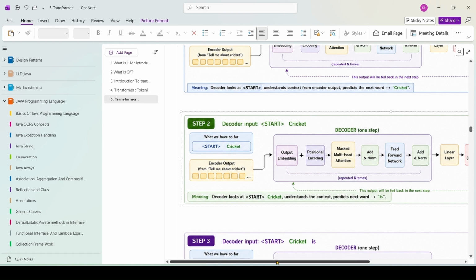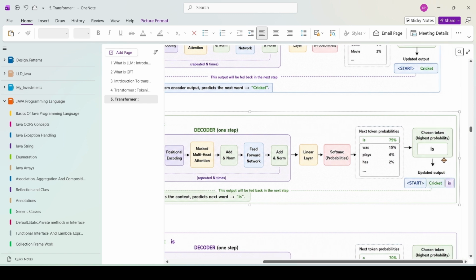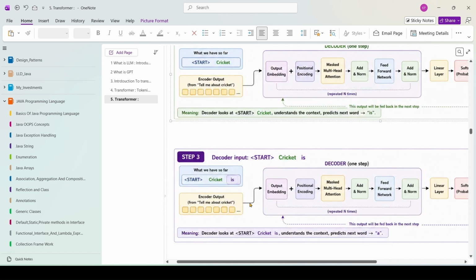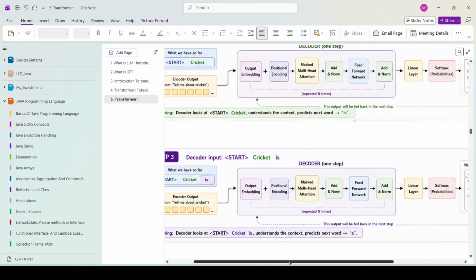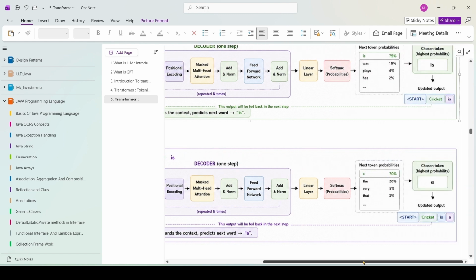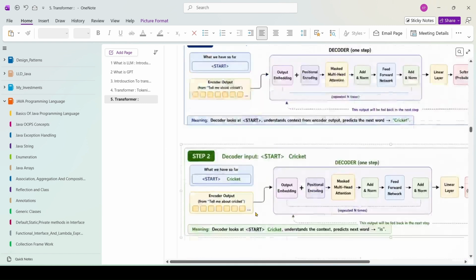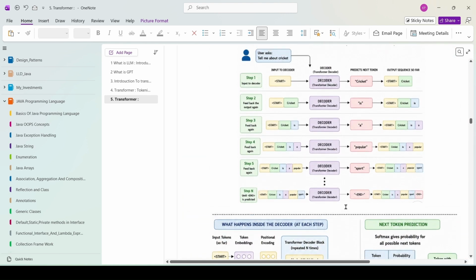This input will go through all these steps. Let's say at the end of the second iteration, it predicted "is". Now in the third iteration, this "is" will also be appended to the input, so the input becomes start, cricket, is. Let's say it predicted the output token "a" in the third iteration. So in the fourth iteration, the input will become start, cricket, is, a. This loop continues until the decoder predicts the special token called end. Once it predicts the output token end, that is the stage where the decoder stops predicting, and the user will receive the output tokens.